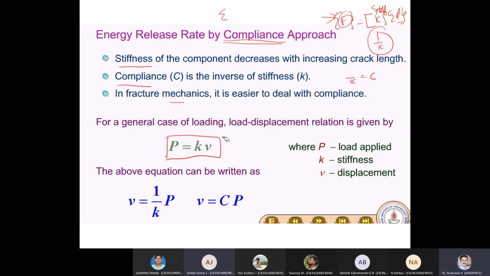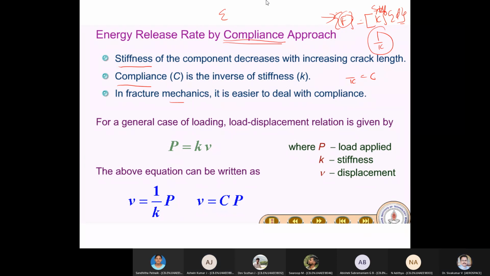I just wanted to check. Sir, another question: we are taking compliance because it is hard to calculate by keeping just the stiffness, sir? No, ma. When we end up the discussion, you will understand why dealing with compliance is easier than dealing with stiffness. Just wait.